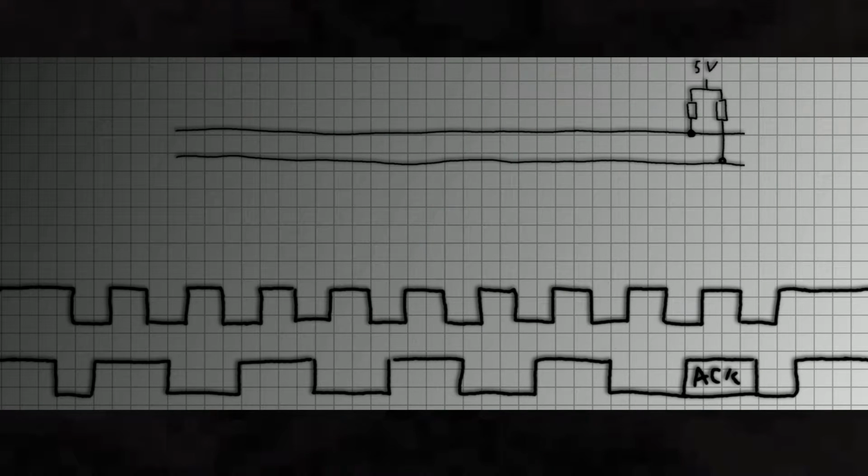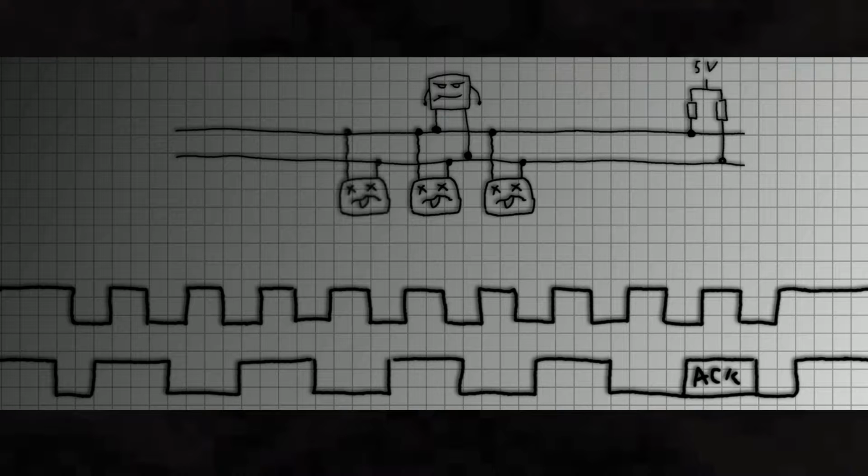Let's look at a practical example. 1 master, 3 slaves, nothing is going on. The clock is ticking, the slaves are on standby, monitoring both data lines. When the master wants to talk, it pulls the data line low with the right timing to produce the start condition. The slaves recognize the pattern, wake up and get ready to receive further data.